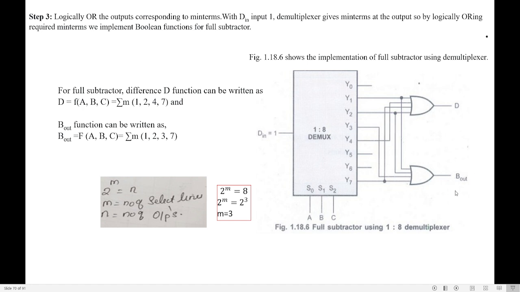This is your borrow. This is how, without using a full subtractor circuit, I have done the functionality of a full subtractor where my inputs are A, B, C and my outputs are difference and borrow. This is done with the help of a demultiplexer. Thank you.